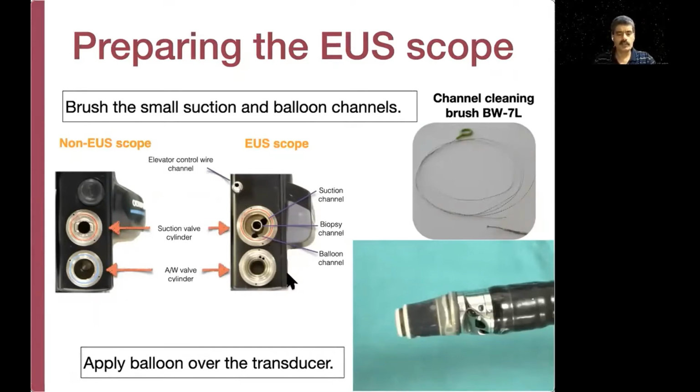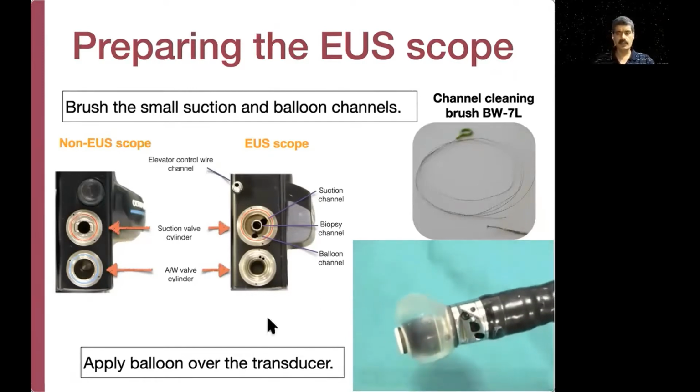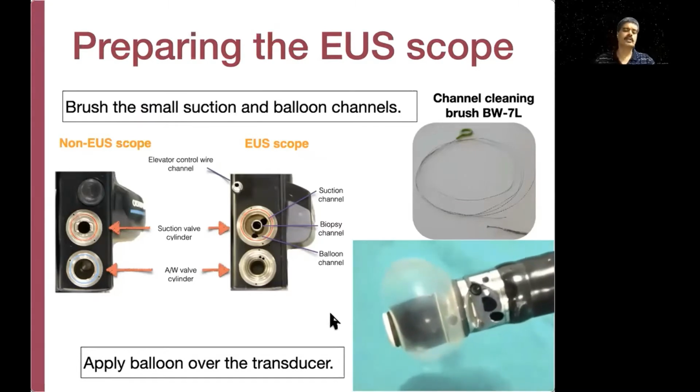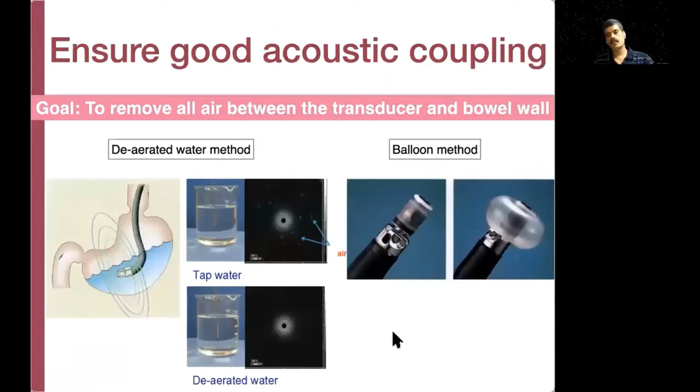We apply a balloon over the transducer routinely for all radial and linear EUS examinations to allow good acoustic coupling, as I will explain in the coming slide. So acoustic coupling is needed because the ultrasound waves have to pass from the transducer at the edge of the scope across the intervening medium into the GI wall and then beyond. So if there is air between the transducer and the GI wall, it is the biggest enemy of good EUS imaging, and the images will be grossly suboptimal.